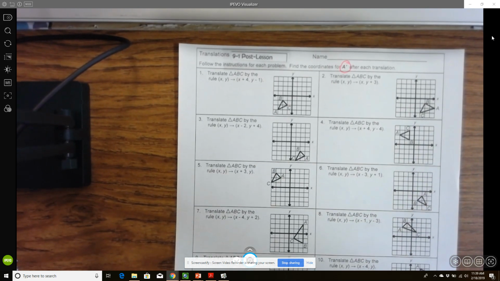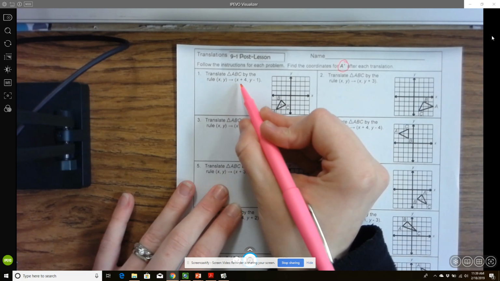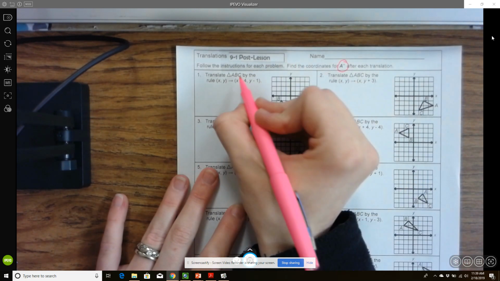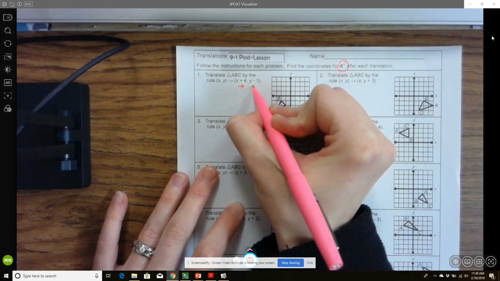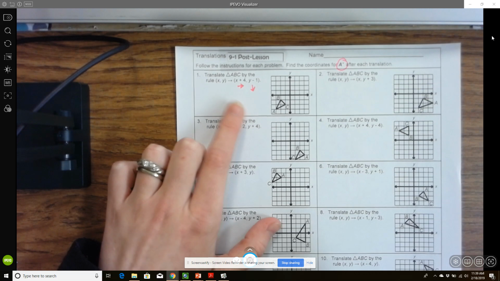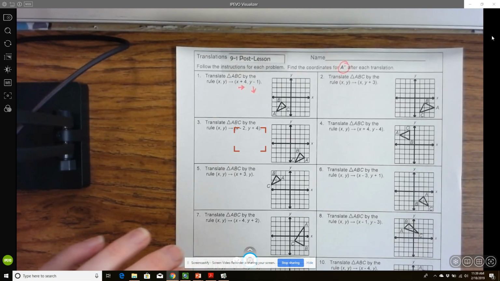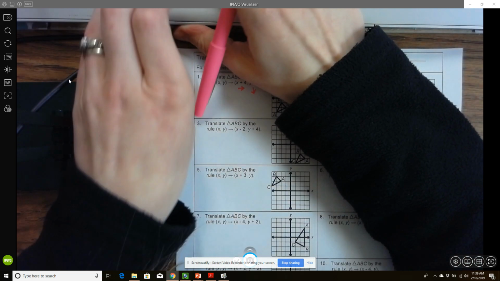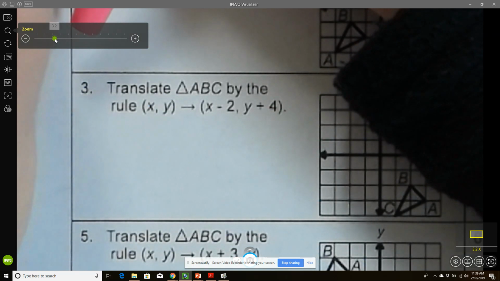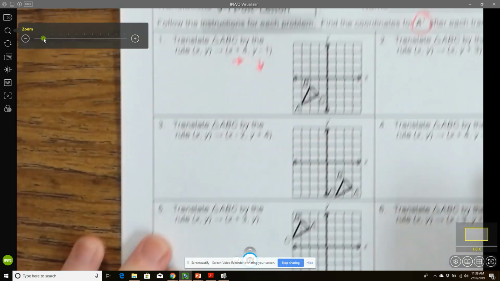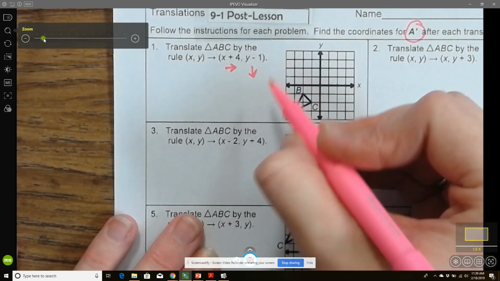So let's see here. All right, so it says do X plus 4 and Y minus 1. So if I'm adding to the X, I'm moving right. If I'm subtracting from the Y, I'm moving down. And be sure to use your notes. Your notes have these little key symbols in there for you. There we go. And then let me zoom in just a little bit. Oop, too much. Okay. So I need to take each point and go right 4, down 1.